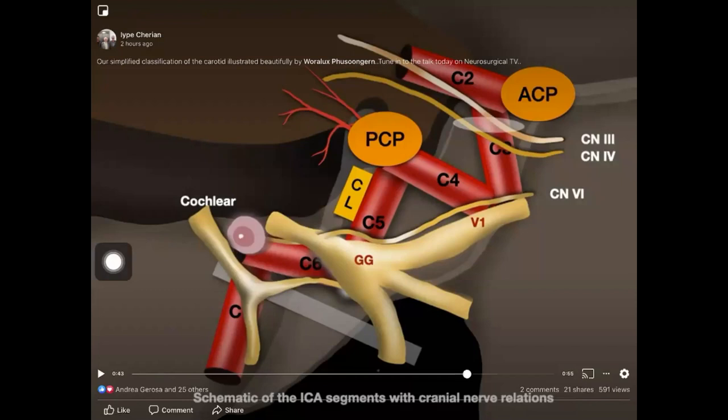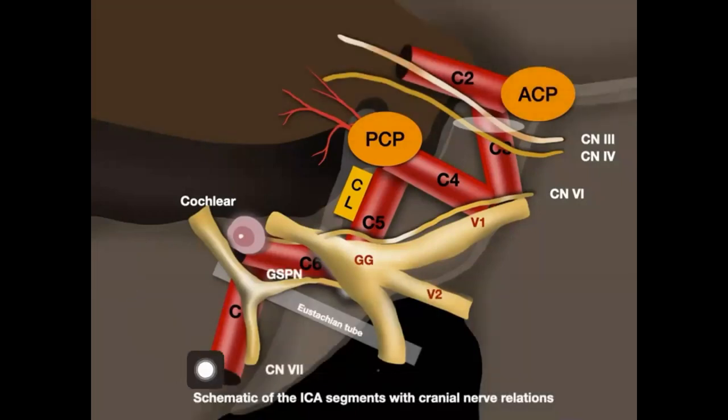All this we will be showing when the petrous portion comes. We'll be showing all these videos, both cases as well as anatomy videos. So you see, it's so easy. The carotid becomes so easy. C7 horizontal segment.